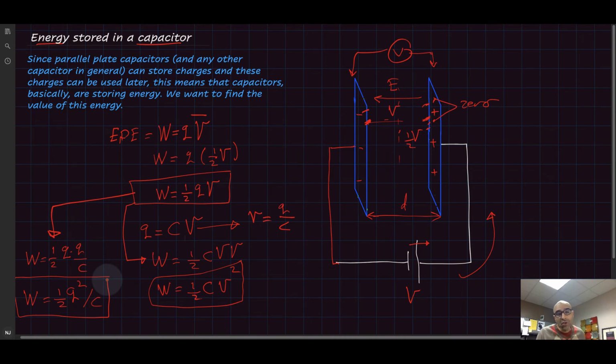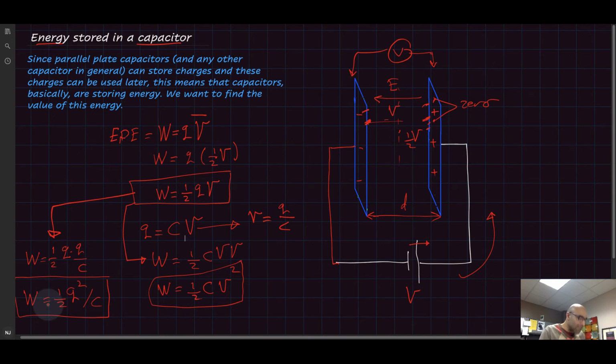Now, which form should you use? It depends on the problem. If a problem gives you the charge and the voltage on a capacitor, then you can use this one. If a problem gives you the capacitance and the voltage of the capacitor, you can use this one. If a problem gives you the charge and the capacitance, then you can use this one. So it depends on the form of the problem.